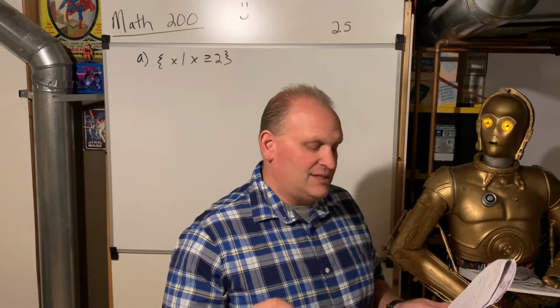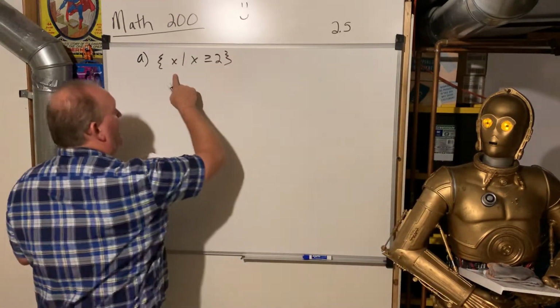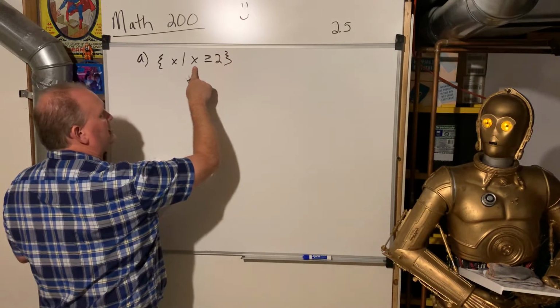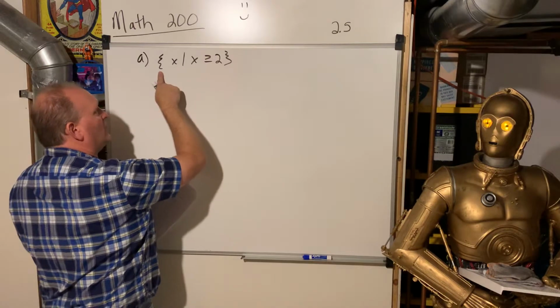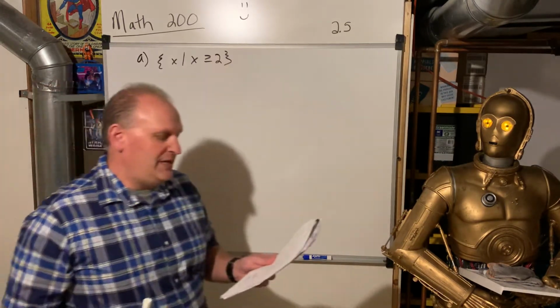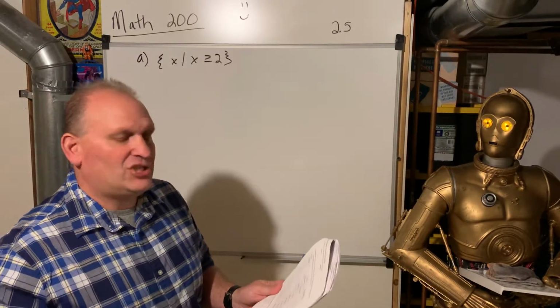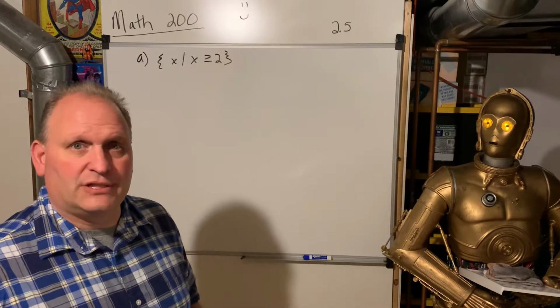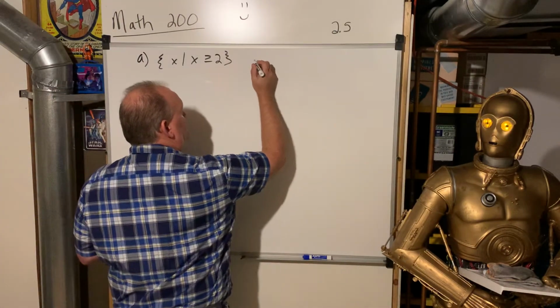Inequalities, however, are an infinite set. And so, x such that x is greater than or equal to 2. This straight up and down line means such that, the squiggly lines mean the set. So if I were to read this out loud, it would be the set that contains x such that x is greater than or equal to 2. All right? What that looks like on a number line.